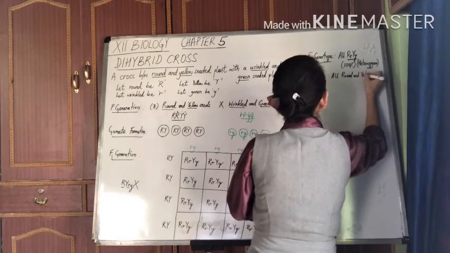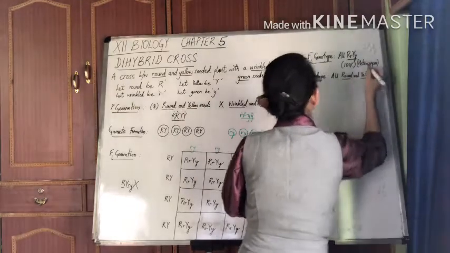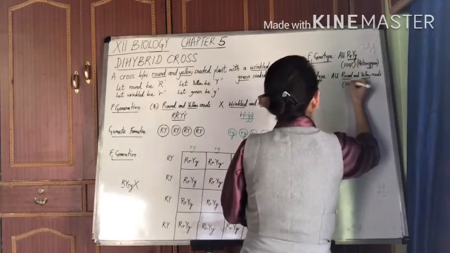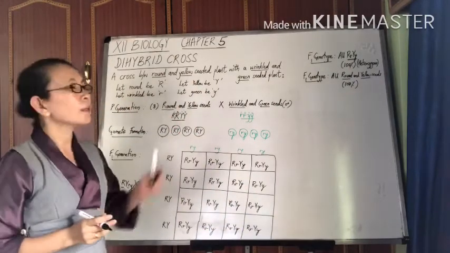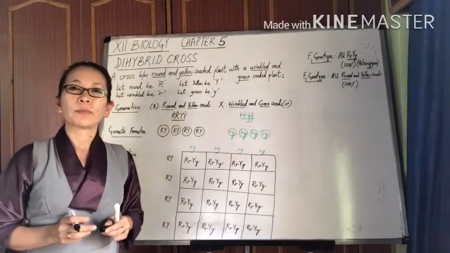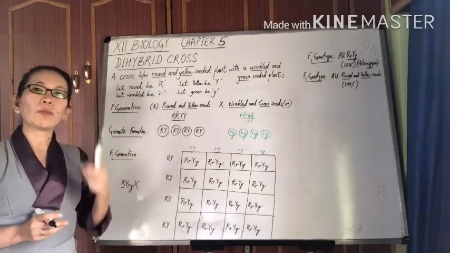Round and yellow seeds. So 100% of his plants had only one phenotype, which was round and yellow seeds. Alright, so this is how we have come down to the F1 generation.